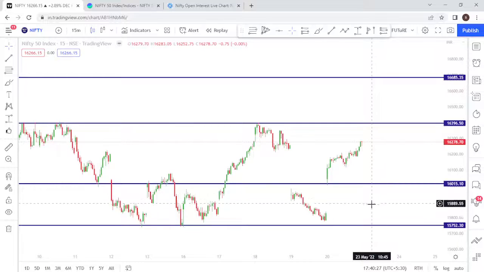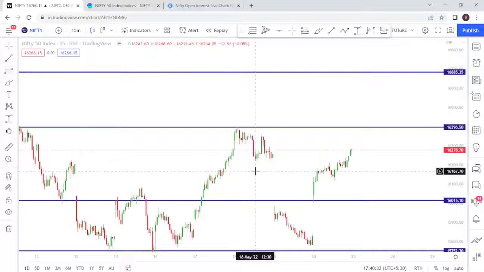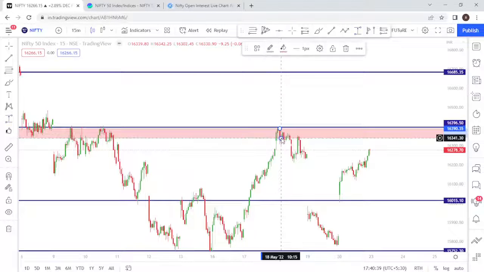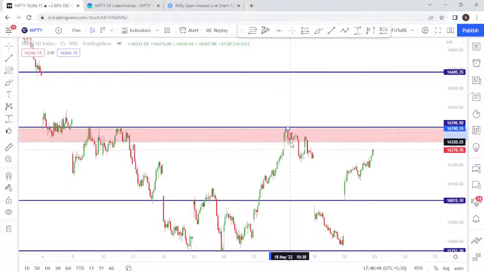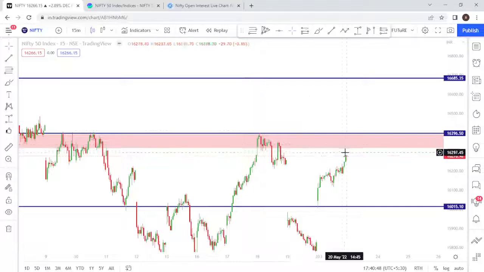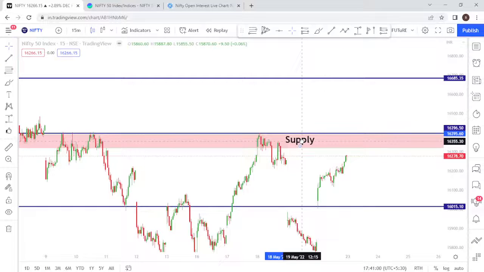Now we'll mark a few zones, and then we will see if there are any setups. Straight away we'll mark zones. I'm going to mark this level. Why did I mark this? This is a resistance zone for me. Tomorrow, if the price comes into this zone, I will not be interested to buy, first of all. As we go ahead, we'll talk about that, but let's just mark it and write it as supply level. This is my supply level.